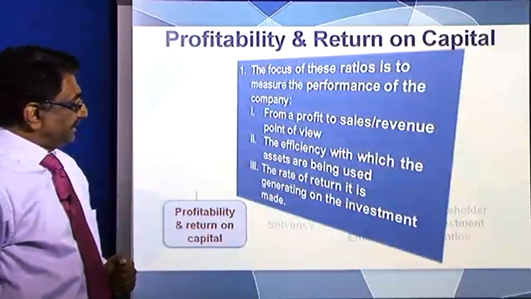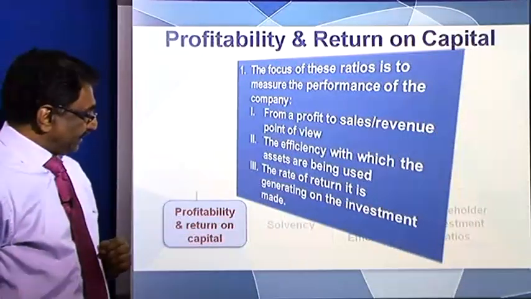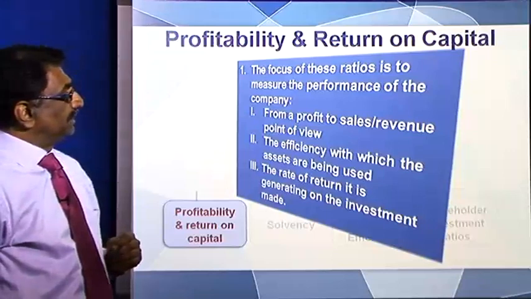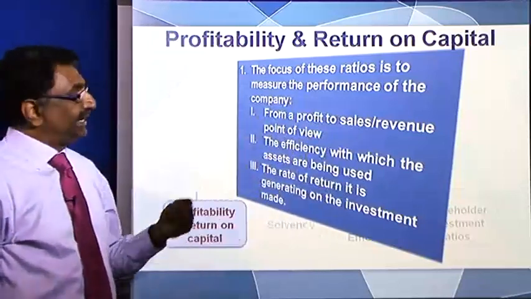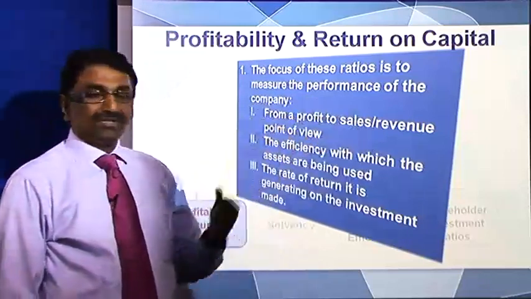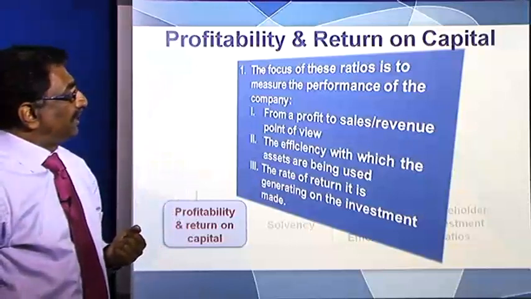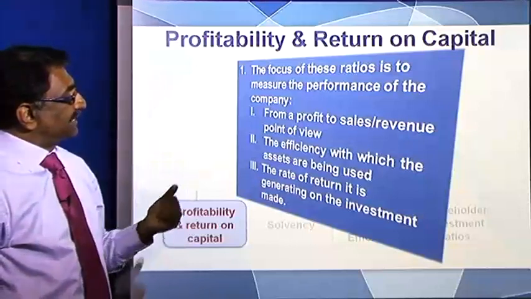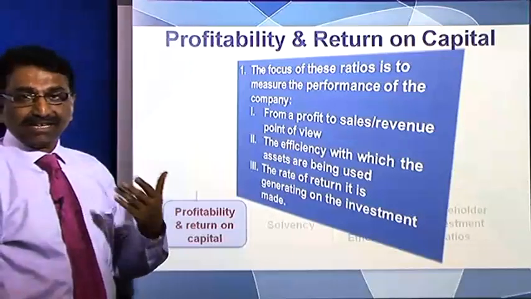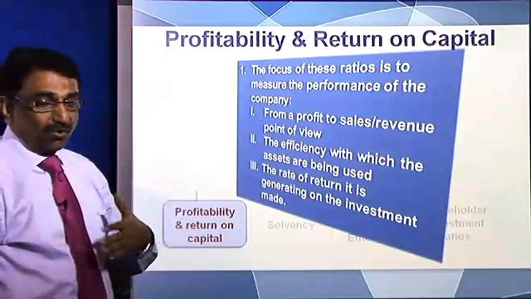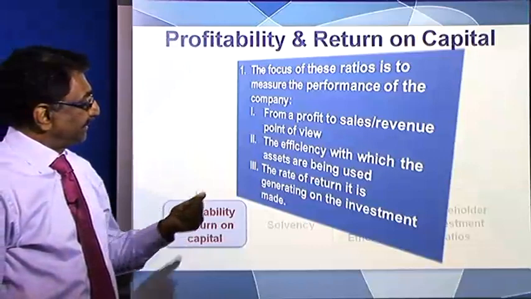So let's look at these ratios one by one. We look at what are known as the profitability and the return on capital ratios. As the name indicates, when you say profitability, we relate various levels of profit to the sales or revenue and understand how the behavior of those are. Similarly, from the efficiency perspective, we look at how assets of the companies are being utilized, how efficiently they are being utilized to generate the kind of profits that we are looking at.